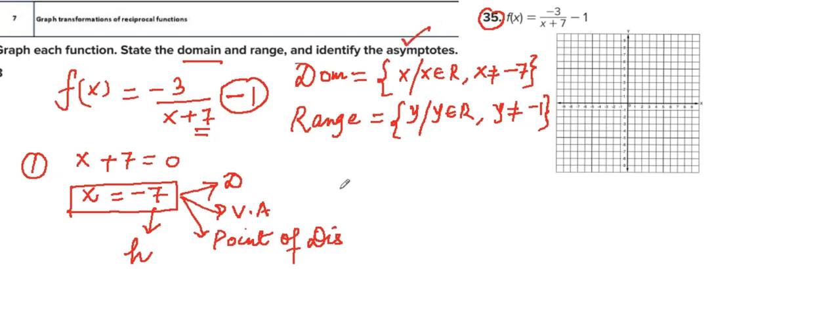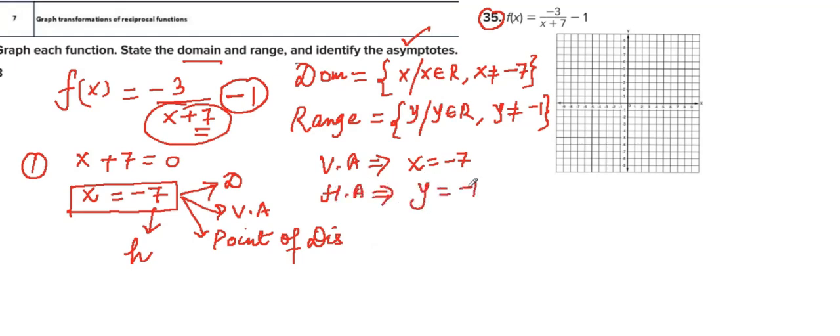Asymptote. This is a reciprocal function. So what are the asymptotes? One asymptote we get from the denominator, x is equal to minus 7. So vertical asymptote, x is equal to minus 7. Horizontal asymptote, y equal to minus 1. k gives us the horizontal asymptote, k gives us minus 1. That's it. Many questions are there, but they're asking the same type of questions.